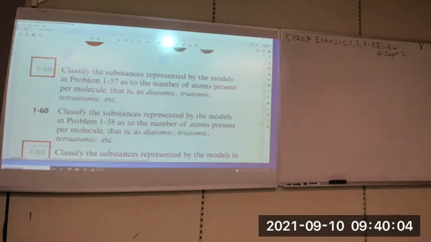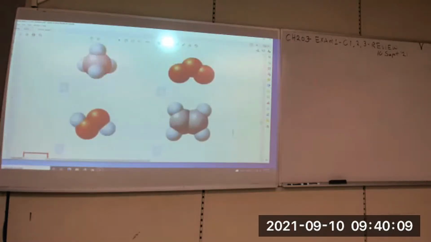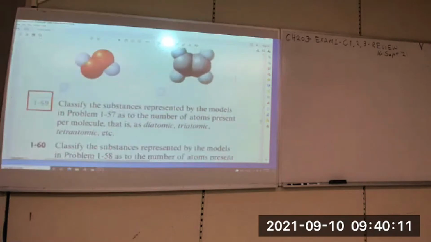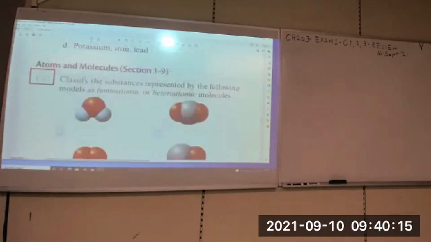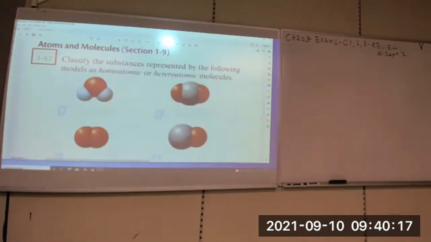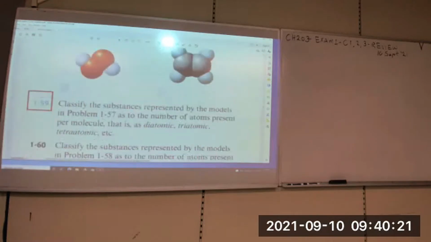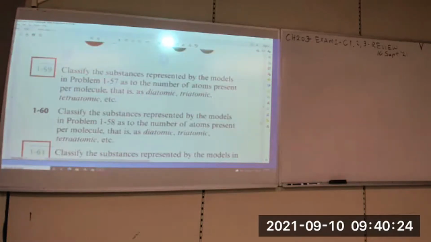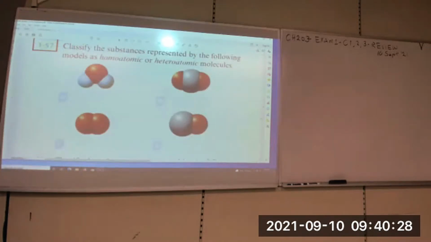Okay. We're going to use that same diagram for 58. Oh, he wants to take these and say, which ones of these are diatomic, triatomic, tetraatomic? Okay. Now what we're saying is how many atoms are there? It doesn't matter what they are. Diatomic, diatomic, triatomic, triatomic.